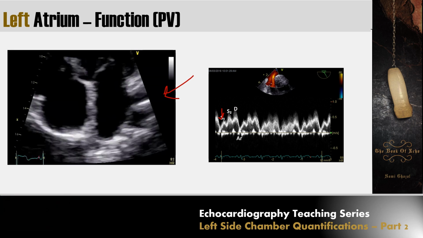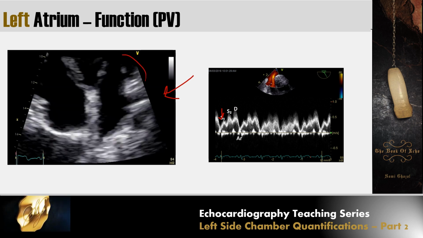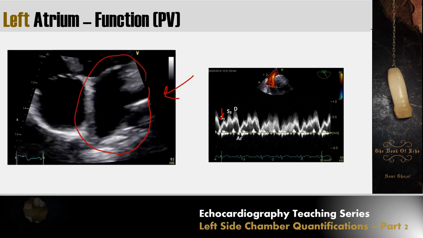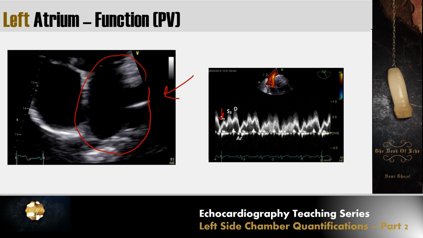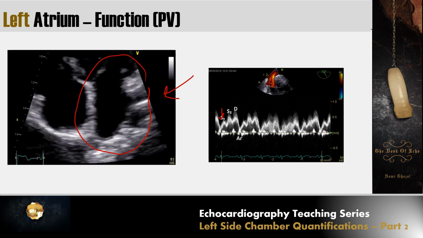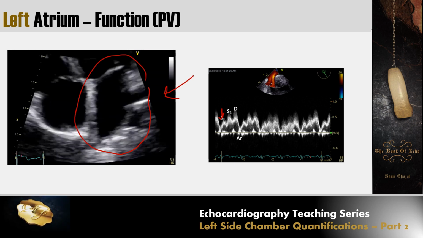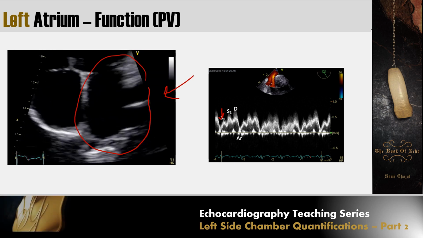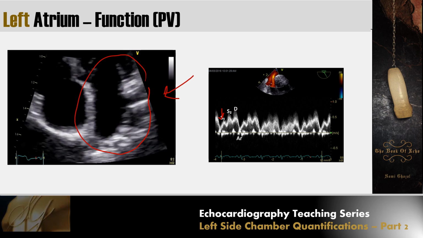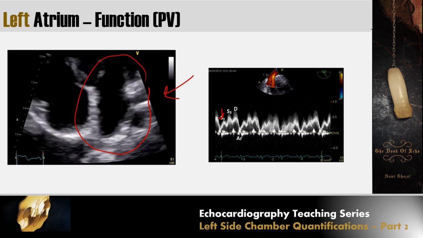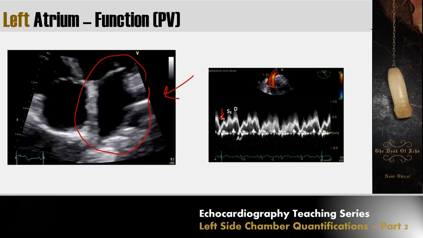So here, now look at the left atrium. Now you have atrial contraction. You see it becoming smaller and smaller. Then you have atrial relaxation. Now the LA becomes bigger. Okay, so atrial relaxation is S1.